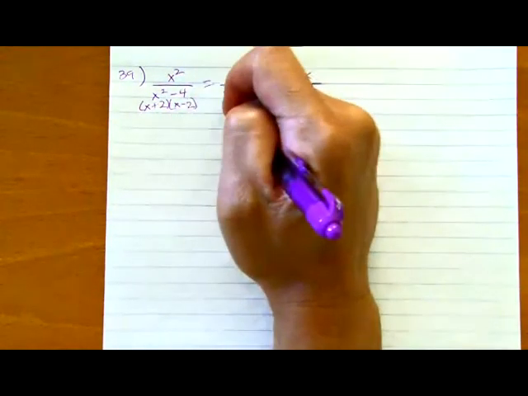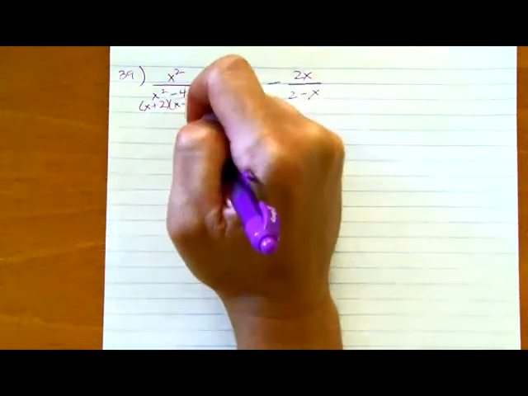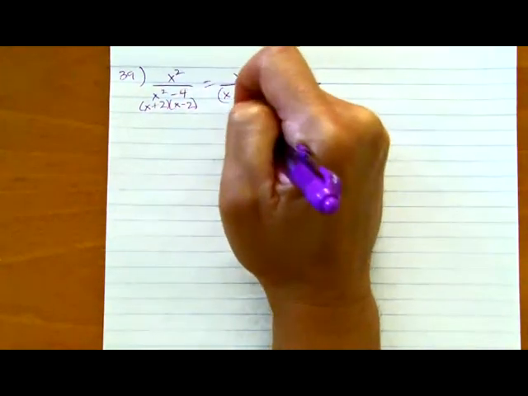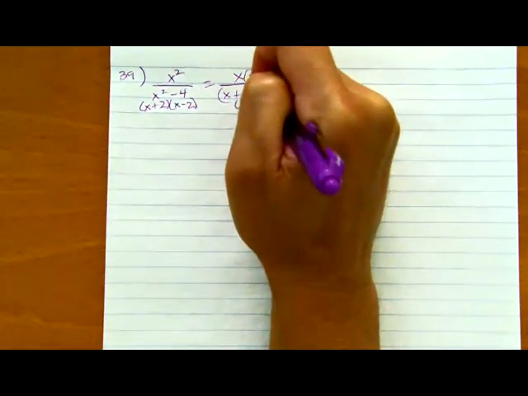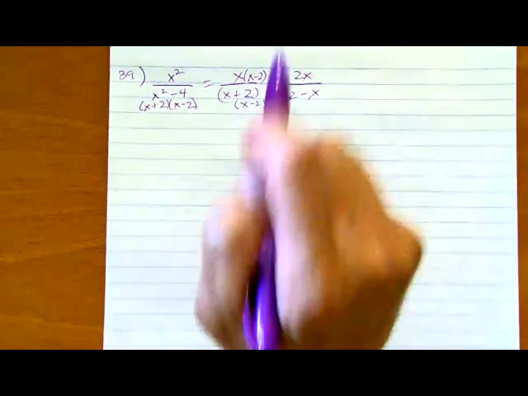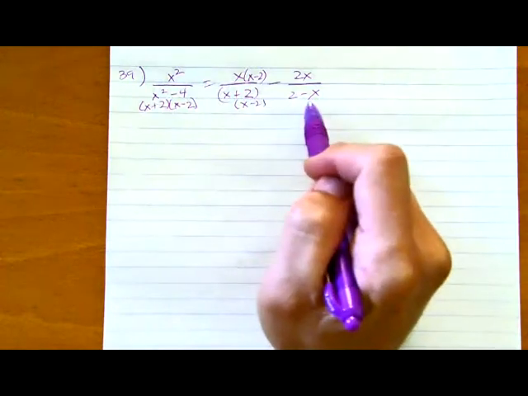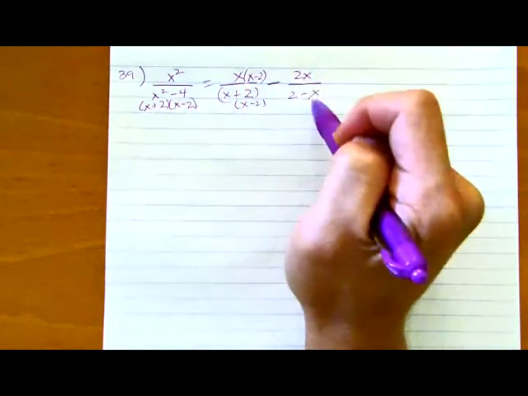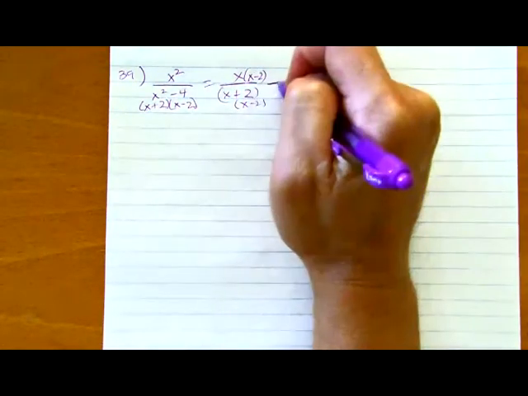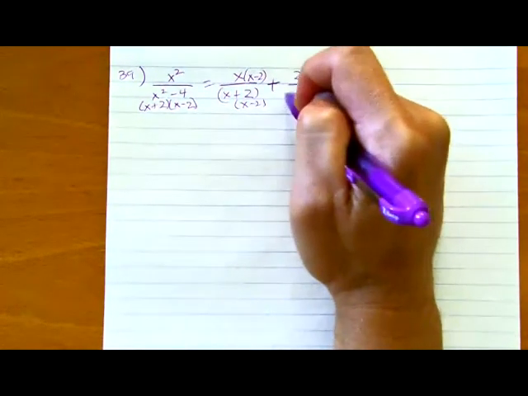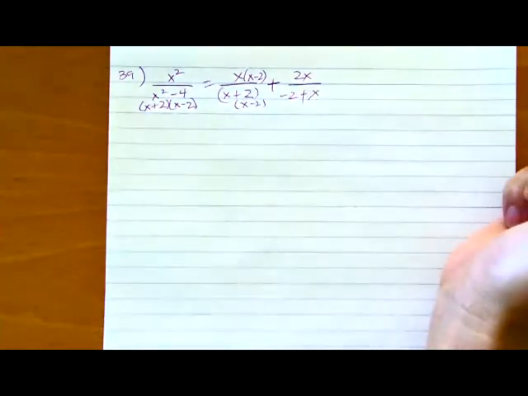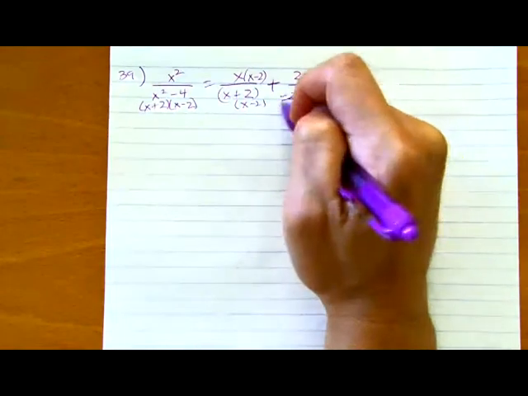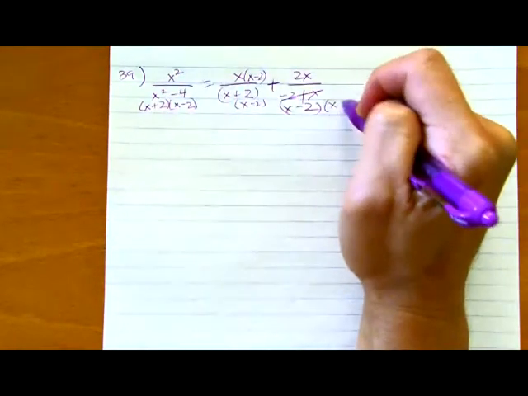Okay, so if you look at this denominator, it's missing a factor of x minus 2. So we're going to multiply top and bottom by x minus 2. Oh wait, okay. This negative, instead of applying it to the top, I'm going to distribute it to the bottom. So this will become a negative 2 and a plus x. Okay, so this denominator is missing a factor of x plus 2.